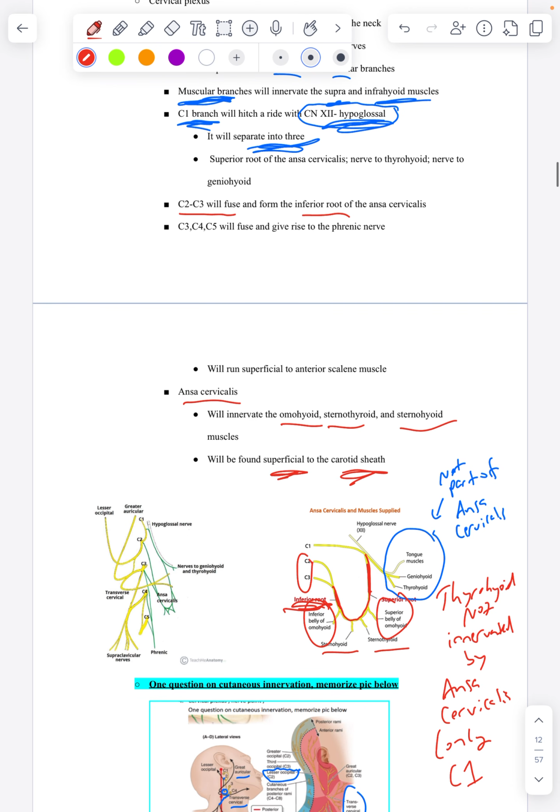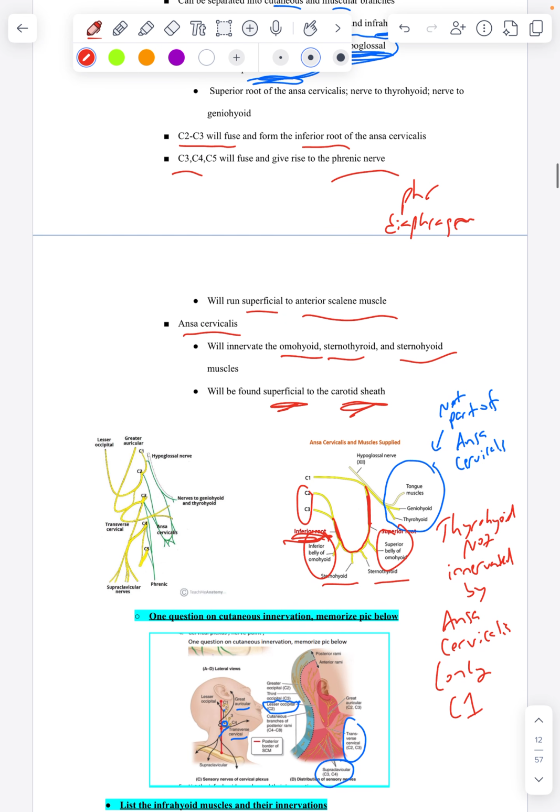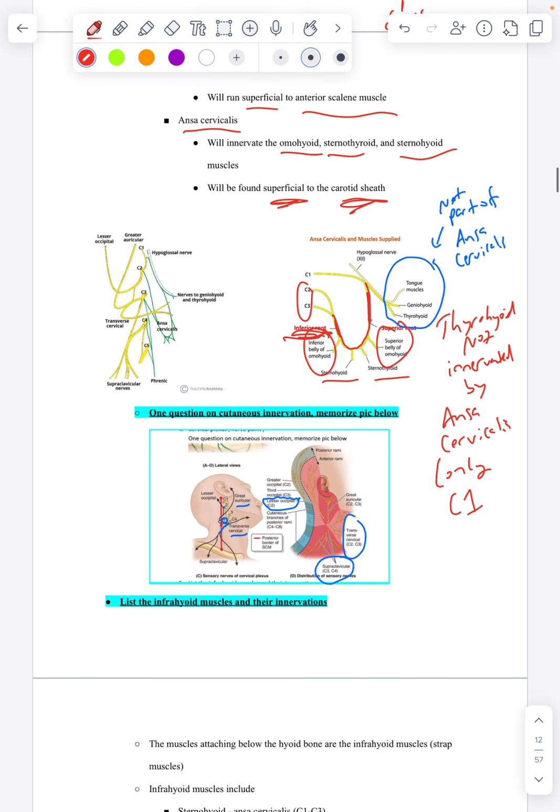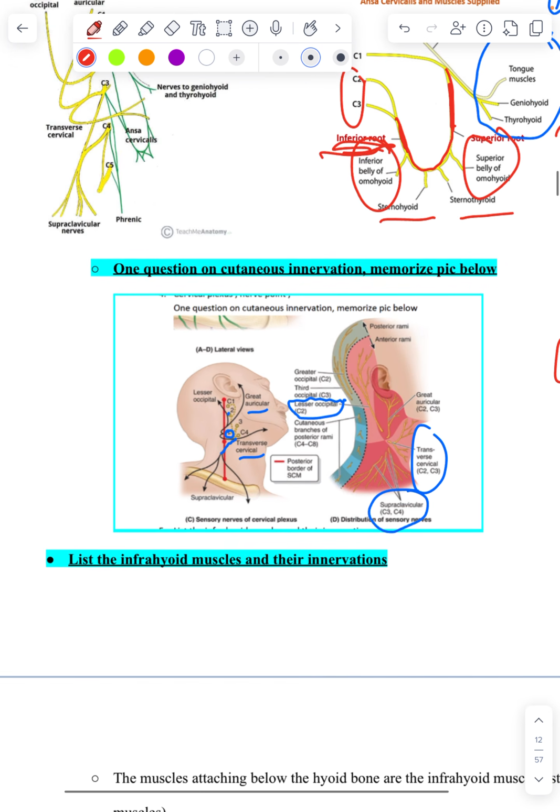And then, well, you know this, C3, C4, C5 keep the diaphragm alive: phrenic, PHR for phrenic, PHR for diaphragm. And then phrenic, we already said, is superficial to anterior scalene. The nice thing is all this stuff kind of overlaps, and they keep repeating similar points over and over again. So for this stuff, she said she'll definitely ask a question on this.